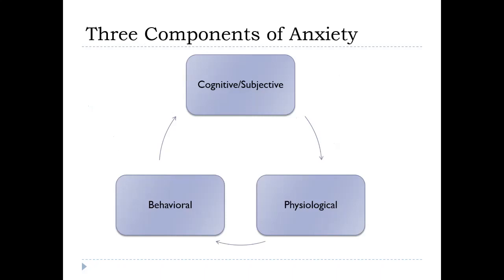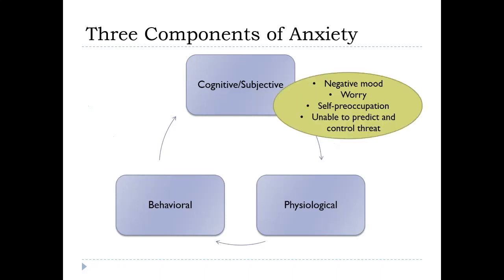When you are in an anxious, apprehensive state, some of the cognitive things you might feel: you might have a negative mood, you might be worried. There's this general sort of, oh, I wonder what's going to happen. I'm worried, I'm concerned about this upcoming difficult conversation I have to have with a friend or a significant other, for example. You tend to feel very preoccupied with yourself. You go into yourself, and it becomes difficult for you to predict and control the potential threat that could happen.